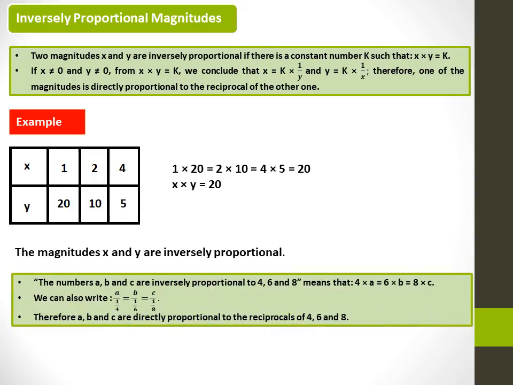The numbers a, b, and c are inversely proportional to 4, 6, and 8, means that 4 times a equals 6 times b equals 8 times c. We can also write a over 1 over 4 equals b over 1 over 6 equals c over 1 over 8. Therefore, a, b, and c are directly proportional to the reciprocals of 4, 6, and 8.